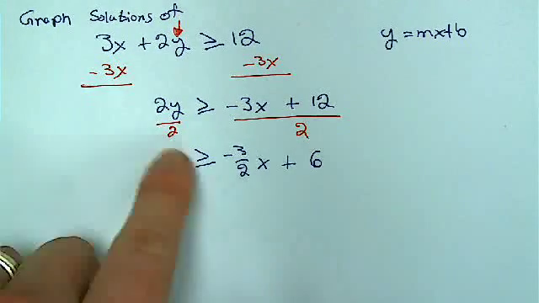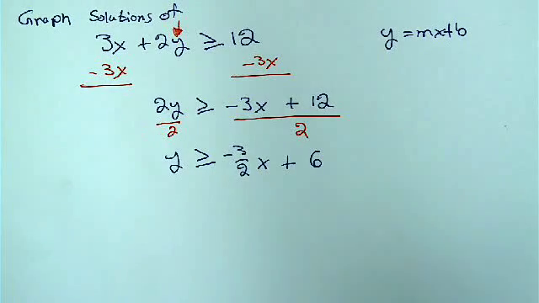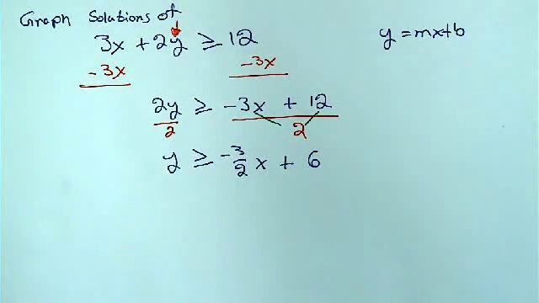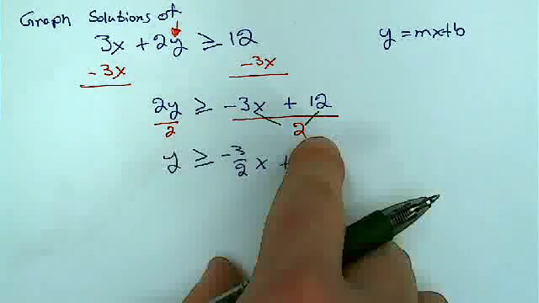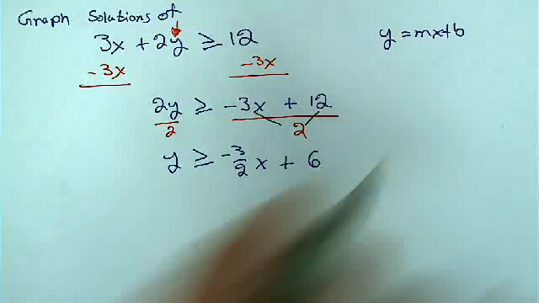If you divide by a negative. Since this guy's positive, I don't. The other thing you guys tend to miss, and I see this a lot, remember both of these have to get divided by the 2. So negative 3 divided by 2 is negative 3/2. 12 divided by 2 is 6.